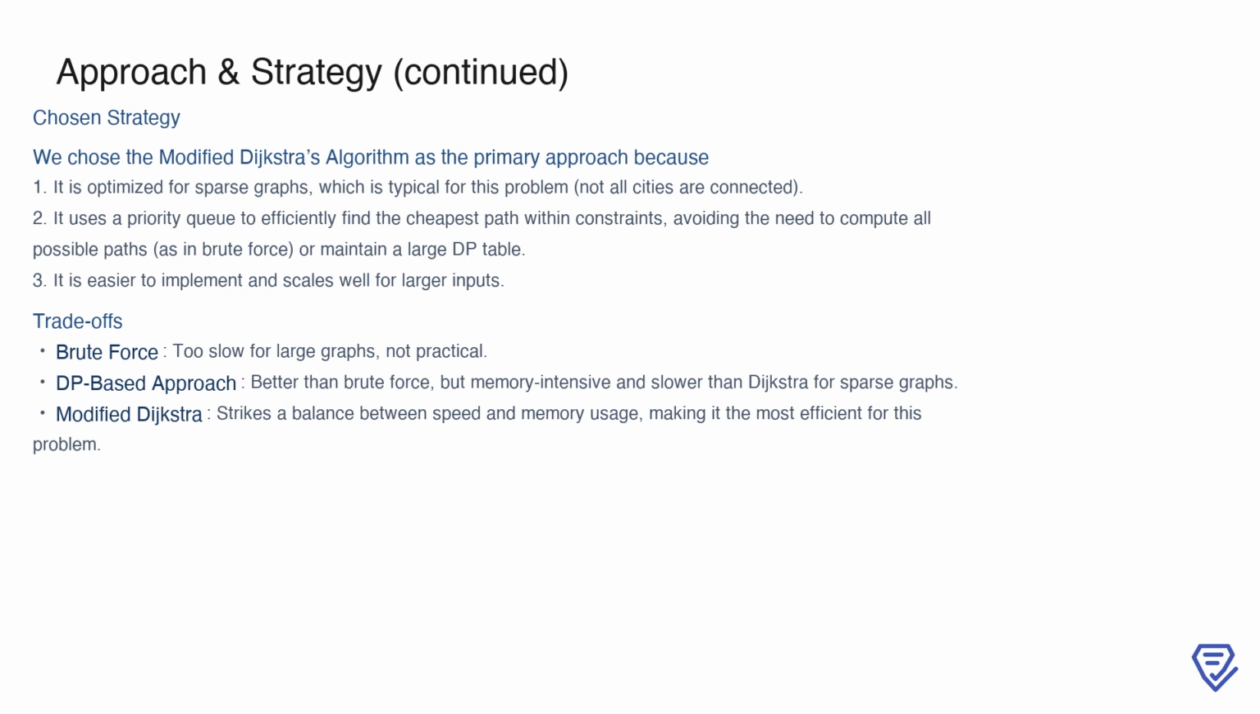When comparing the trade-offs, the brute force method is clearly too slow for large graphs, while the DP-based approach, although better, is still hindered by its memory demands. The modified Dijkstra's algorithm, on the other hand, provides a more balanced and effective solution for this type of problem.